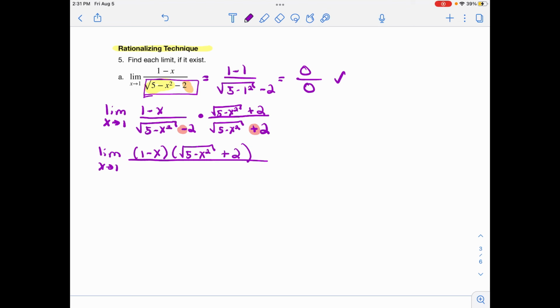And you want to keep that because the whole point is we need to cancel something from the top and the bottom. In order to cancel something out, it needs to be in factored form. And so the top right there, what I just wrote on top, that's factored form. So I'm going to keep it in that factored form.